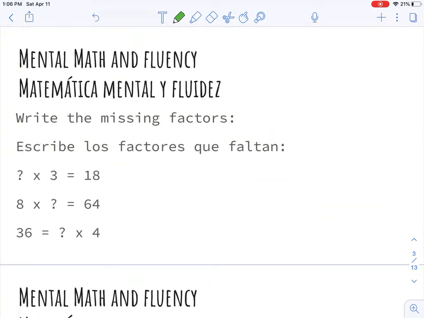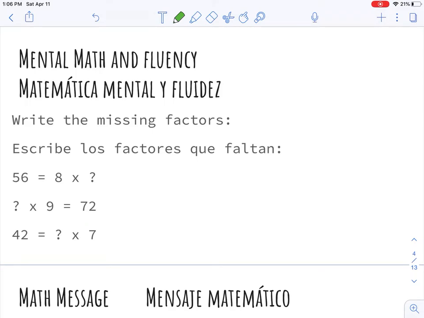Let's try some more. What times 3 is 18? 8 times what is 64? And 36 is what times 4? Go ahead and pause the video if you need to and write down those 3 answers. You should have said 6 times 3 is 18. 8 times 8 is 64. And 36 is 9 times 4. Good job if those are the answers that you got. If you didn't get those answers, think about why.